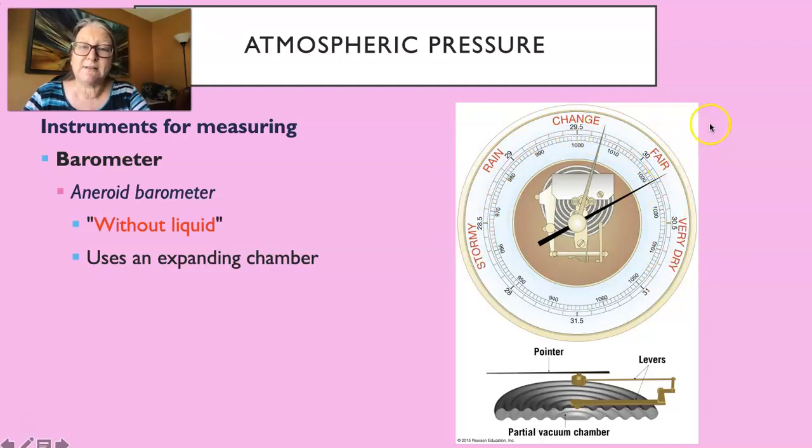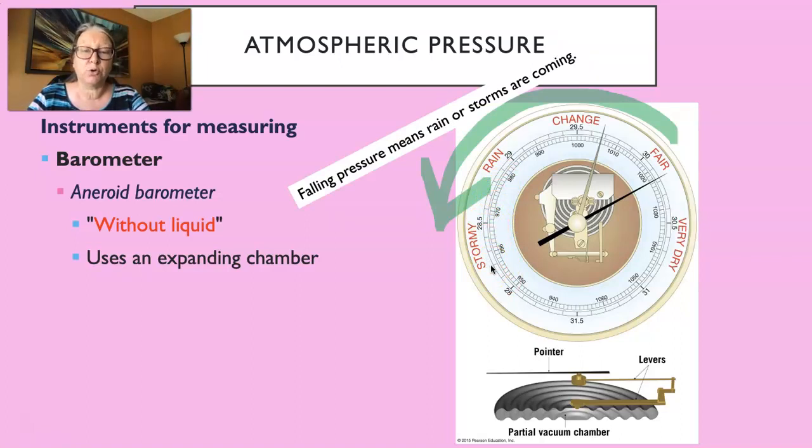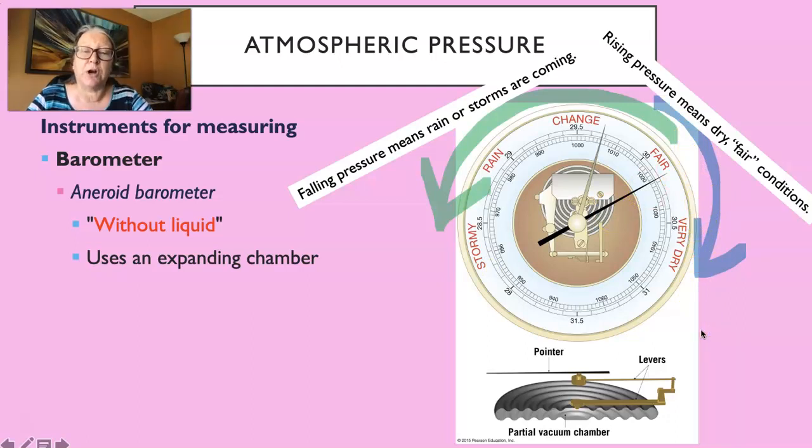Air pressure dictates whether or not storms are coming or the weather's going to be dry. So if the air pressure starts to drop from 1020 to 1010 to 1000, then we're looking at a change. Going down to 990 or 980, then we're expecting rain. And if we go even lower, we're expecting stormy. So falling pressure means rain or storms are coming. On the other hand, if the pressure goes up, then we're going to have dry, fair conditions. And fair doesn't necessarily mean warm. Fair means dry. So there's a lot that atmospheric pressure can tell us about the weather.